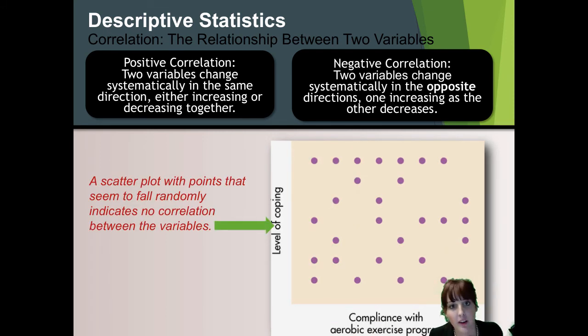There is also a non-correlation, or no correlation whatsoever, and that means that there is no relationship that exists between two variables. In this case, no relationship exists between level of coping and the compliance with an aerobic exercise. So those two, you could do one a whole bunch, and you could exercise all the time, but it's not going to increase your level of coping. It's not going to decrease your level of coping. They are not related whatsoever.